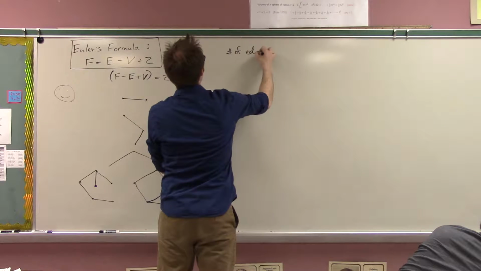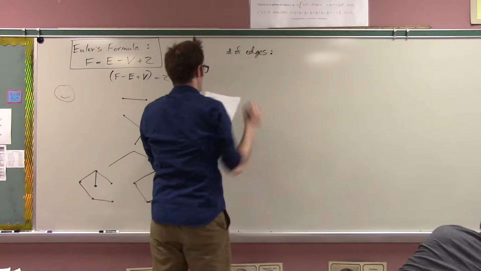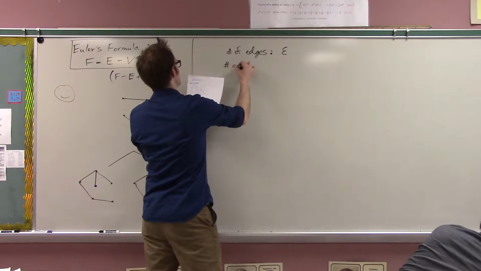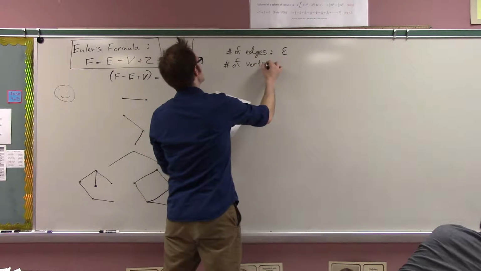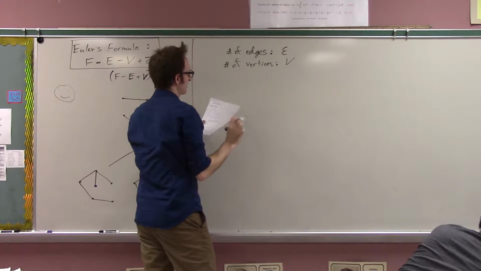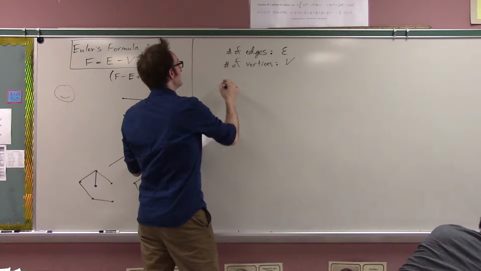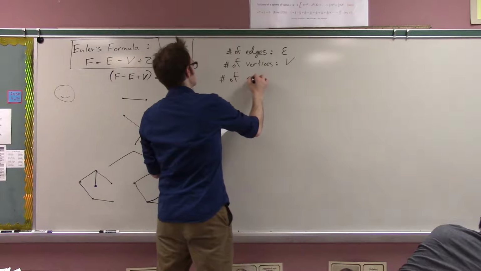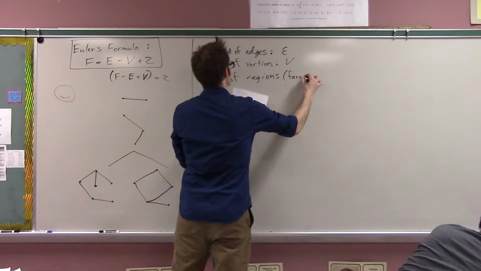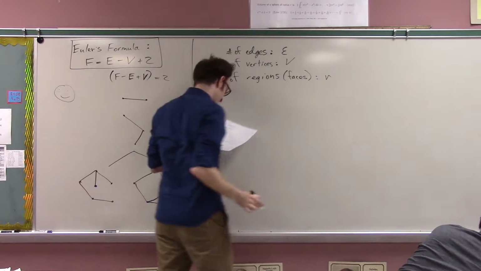So let the number of edges in the planar embedding be E, or epsilon. Let the number of vertices be V. Okay, so that's kind of a little bit annoying because usually we use N for that. Let's let the number of regions, aka faces, be R.